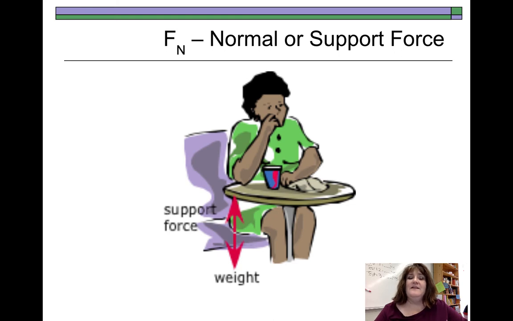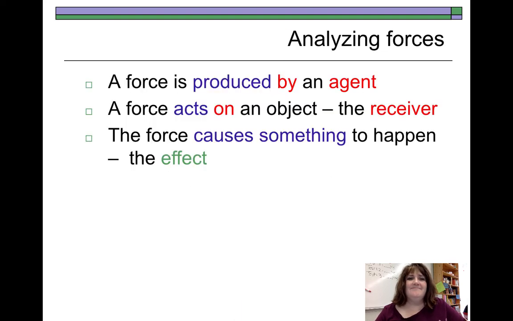And then again, you have the normal force, the force that is always with you. So whenever we go to analyze forces, a force is produced by an agent. That is the thing that causes the force. A force acts on an object, the receiver, and the force causes something to happen. That's the effect. Now, when we diagram forces, we don't always talk about the effect, but you do need to keep it in mind so that you can really analyze the forces correctly.